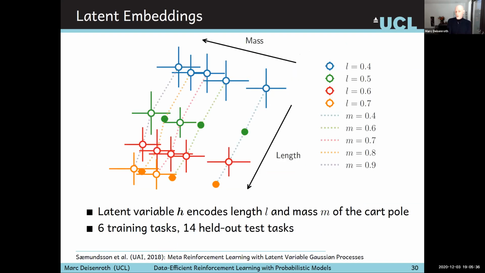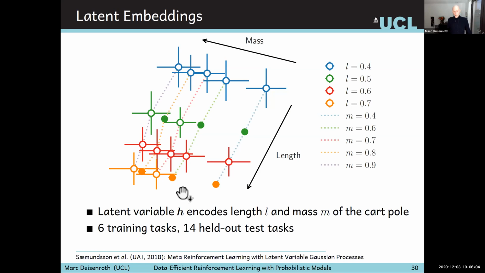What we now can do is go back to the cart-pole system that we looked at earlier, and we now can change the length and the masses of the pendulum. So we can make the pendulum a bit longer or a bit heavier. And now the latent variable implicitly encodes the length and the mass of the cart-pole system, of the pendulum in this particular case.